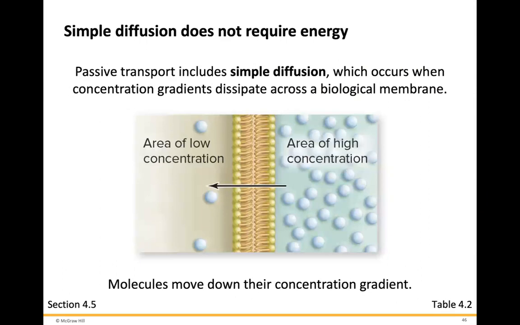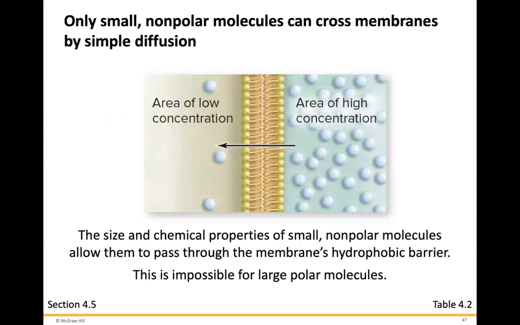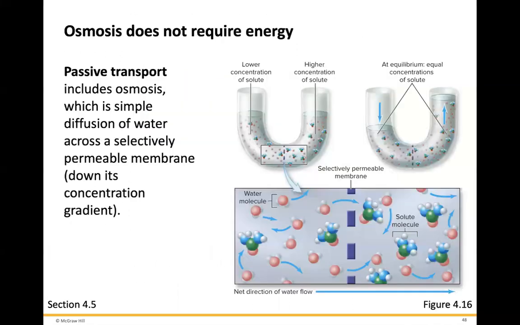So let's talk about simple diffusion. Simple diffusion does not require energy. It is a form of passive transport which occurs when the concentration gradients dissipate across the membrane. You're essentially moving across the membrane from higher to lower. Now, only small nonpolar molecules can cross membranes by simple diffusion. The size and chemical properties of small nonpolar molecules allow them to pass through the membrane's hydrophobic barrier. This is impossible for large polar molecules.